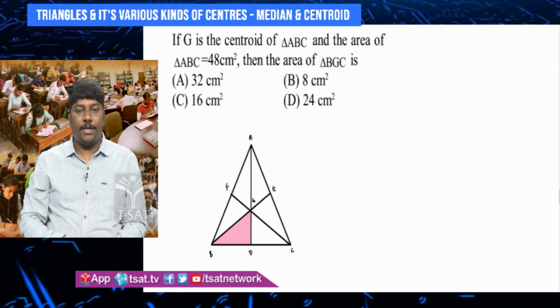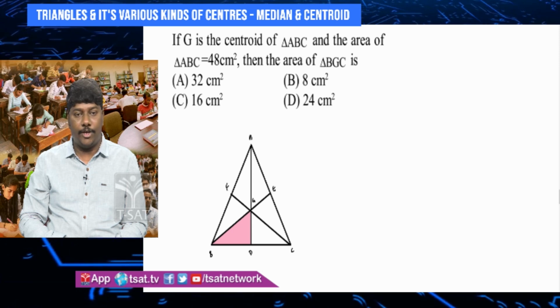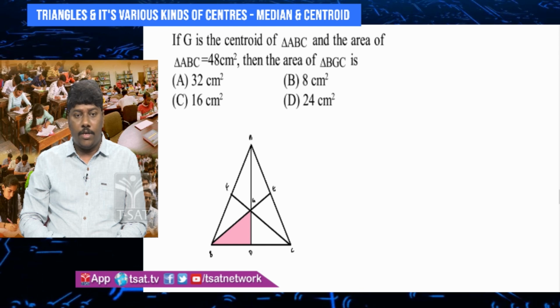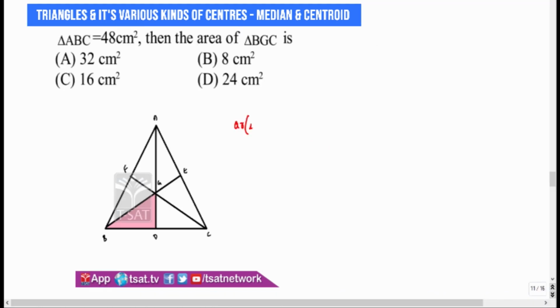Then the area of BGC here. AD, BE, CF are three medians and G is the point of intersection of medians, that is the centroid. We know three medians divide the triangle into 6 equal parts. Now he is asking you only about one part, that is the area of triangle BGD. The area of triangle BGD is equal to 1/6 of the entire triangle ABC. Here ABC is given as 48, therefore 48/6 is equal to 8 centimeters square, which is the area of BGD.